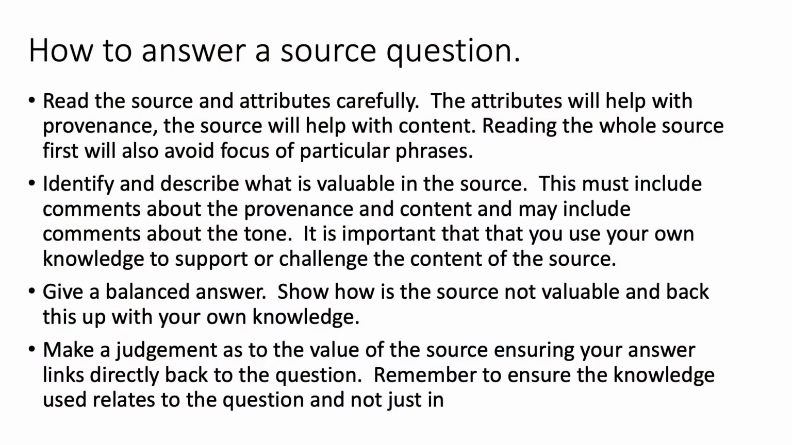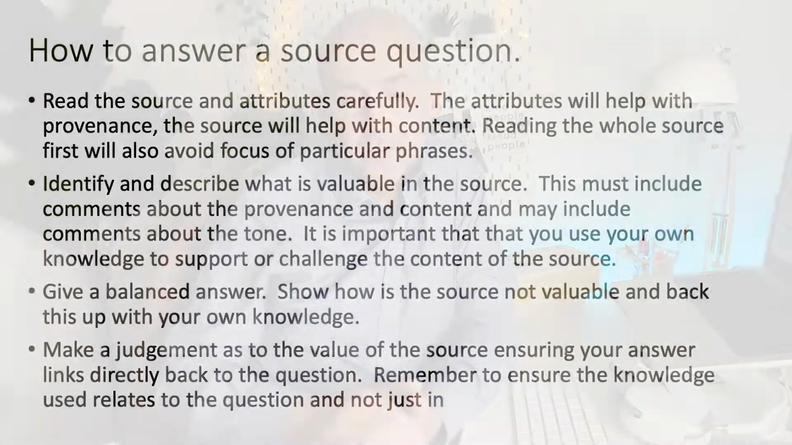And then you need to give balance to your answer. You need to show that the source is valuable because of these aspects, but not valuable because of these other aspects, all the time backed up with knowledge. However, it comes down to you as a historian essentially to make a judgment in the end. How valuable is this source in relation to X? You need to make a judgment, be clear in that judgment, and explain why you've made it. Because if you don't, you're not going to get the marks you deserve. You've got to make a judgment for all three sources.